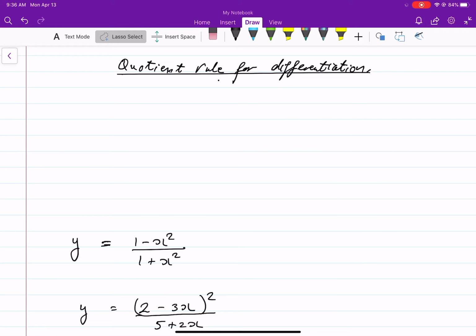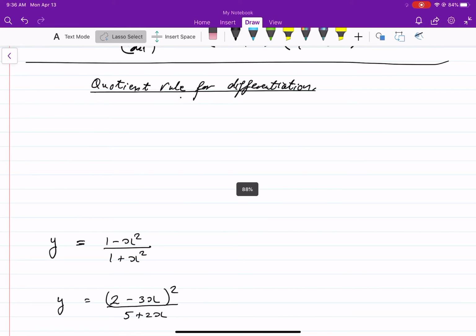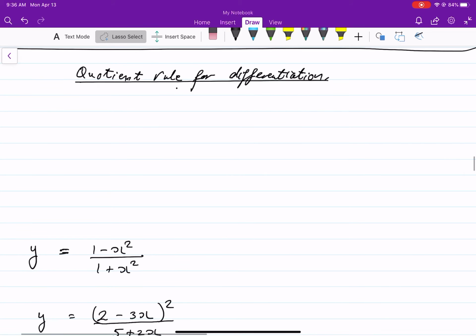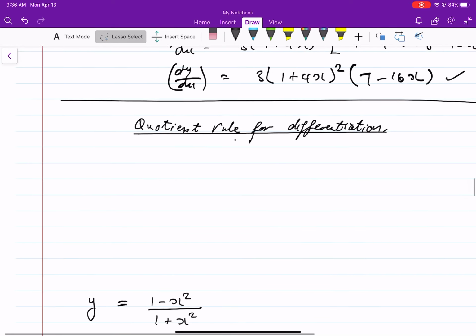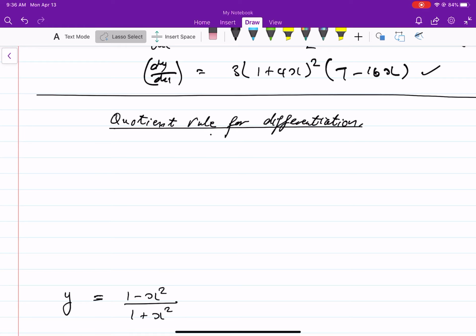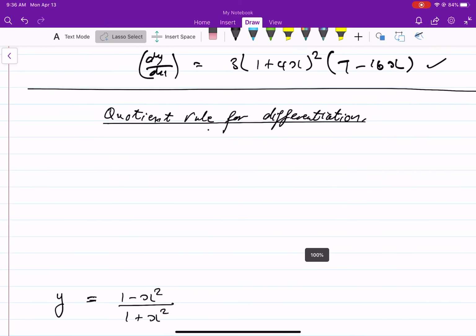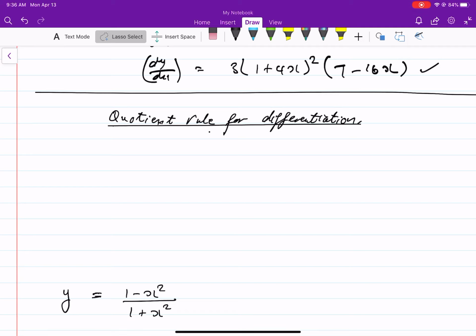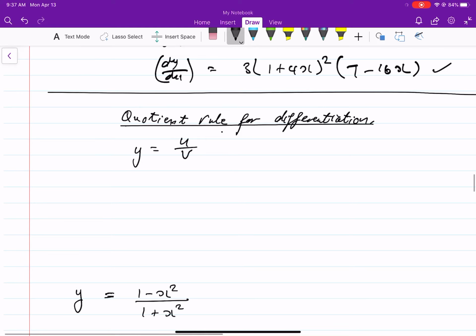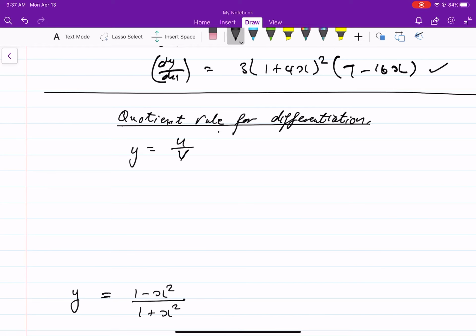Quotient rule for differentiation. If the function y is written in the form of a quotient, in the form y is equal to u upon v, please make sure that you don't mix it up. Don't change them around. The numerator is always u and the denominator is always v. Do not switch them around.